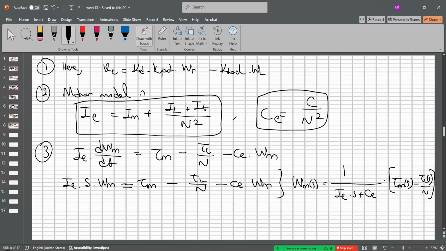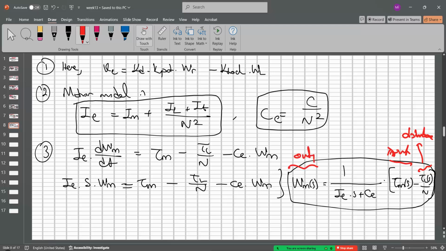Okay, these are the transfer functions to generate the specific velocity value, the angular speed of the disk motor. And so just remember that right now this is the disturbance value. See, this is the disturbance, and this is the input, and also this is the output. Okay.